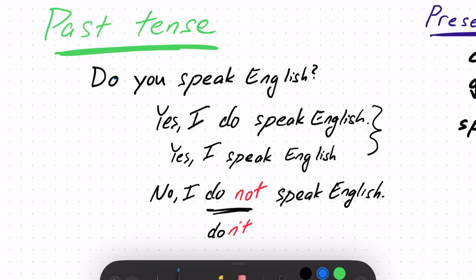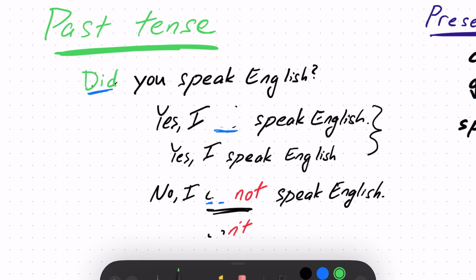Now, to make it past tense, we're going to have to change this word, this word, this word. Let's start with the do. Do you speak English? Today, that's the present tense. In the past tense, we say it differently. What do we say? You know, right? We say, did you speak English?